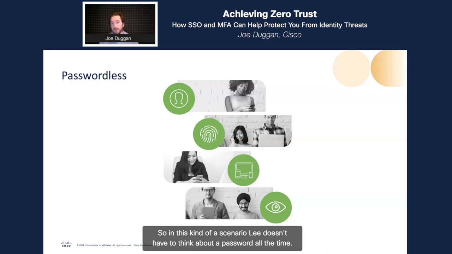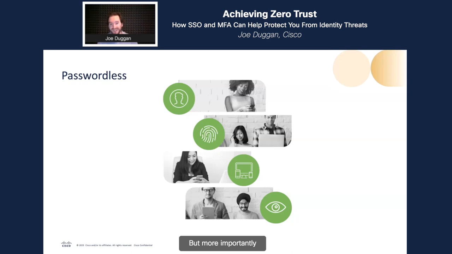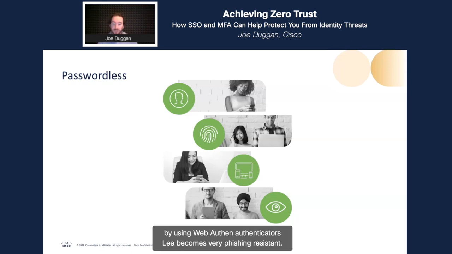So in this kind of scenario, Lee doesn't have to think about a password all the time. But more importantly, by using WebAuthn authenticators, Lee becomes very phishing resistant. And a lot of those security best practices like, hey, make sure you read the URL and make sure that it's familiar to you. Make sure that the HTTPS connection is working and you see that little lock symbol for yourself. Sometimes people don't have time for that. And sometimes they don't follow best practices. But with passwordless, we remove that responsibility.